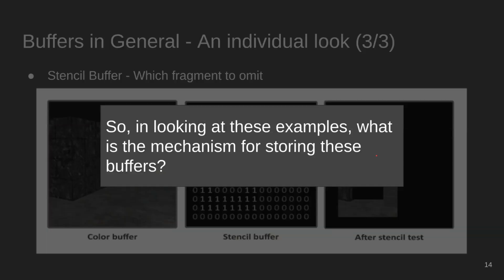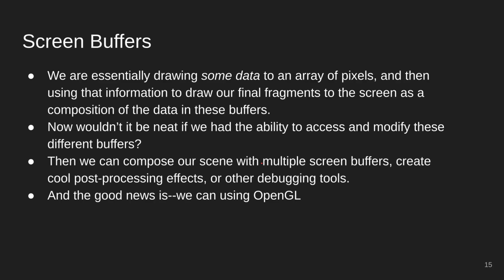Okay, so my question is, with these different screen buffers we want to look at, what is the actual mechanism for storing these buffers? Okay, so again, screen buffers are just drawing some data. And the data that they're drawing is just an array of pixels. It's just, however big your screen is, the resolution. That's the information that's drawn to the screen. And the composition of those different buffers is what ends up drawing your final frame.